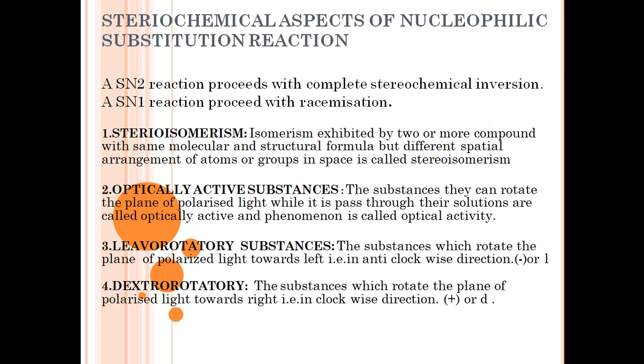First, what is stereoisomerism? Isomerism exhibited by two or more compounds with the same molecular and structural formula but different spatial arrangement of atoms or groups in space is called stereoisomerism. The next term is optical activity.